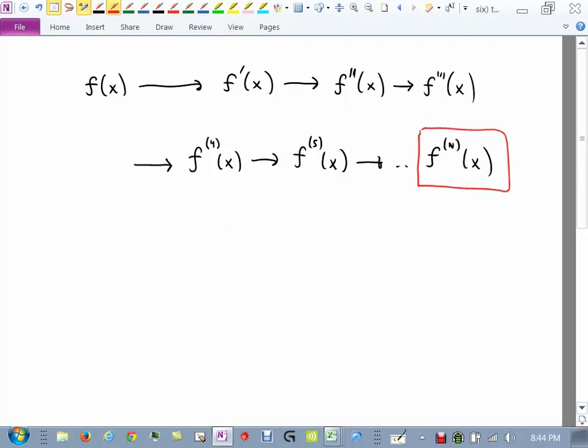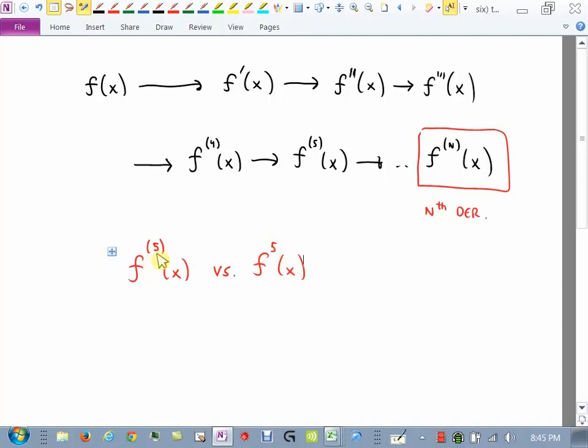Now, do not confuse f with the little 5 in parentheses of x with f of x raised to the fifth. These are totally different things. This one means take the function f and take its derivative 5 times. The other one means take the function f and raise it to the 5th power, like an exponent. This one is the 5th derivative. That's why we put it in parentheses, so that you can see it.